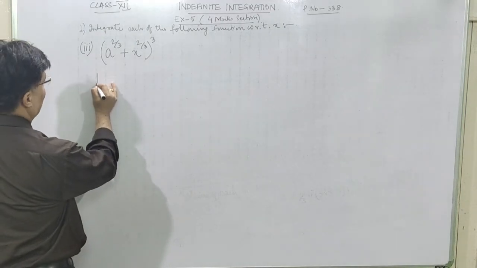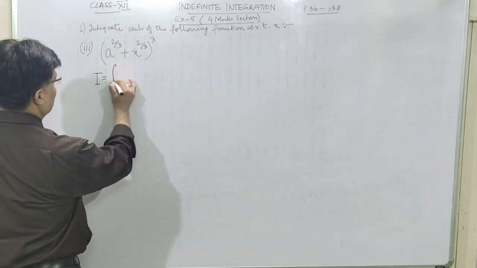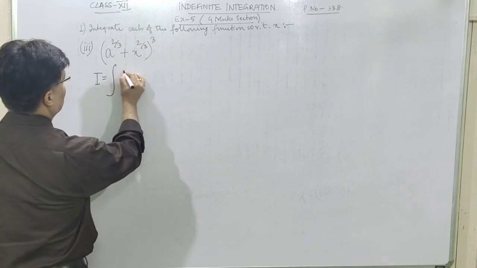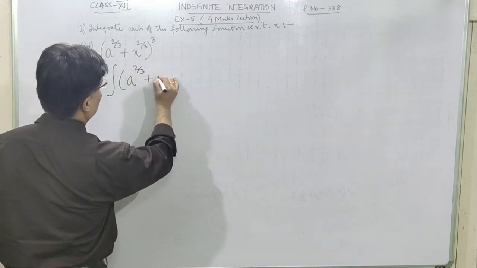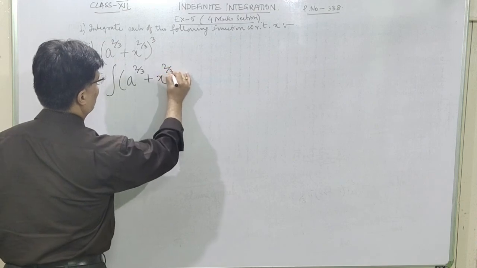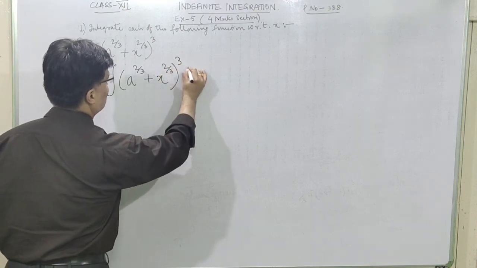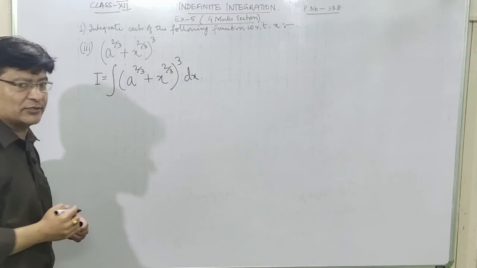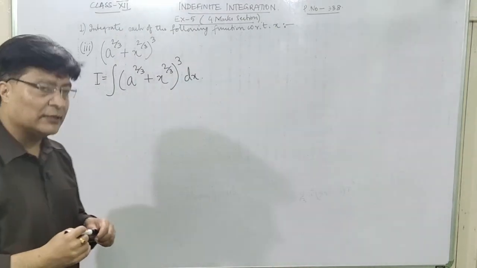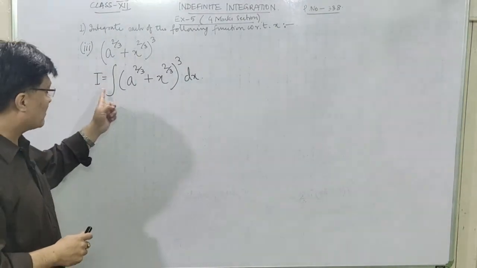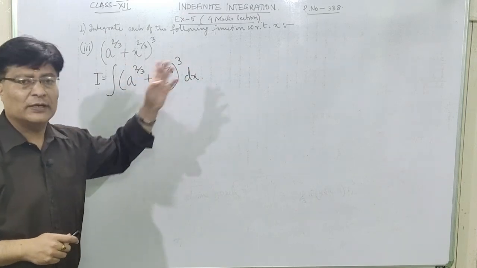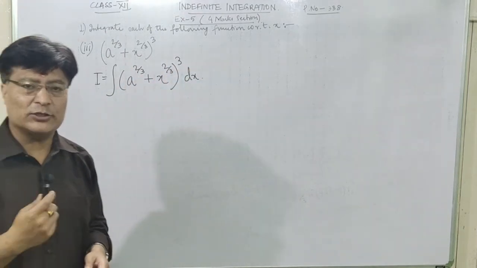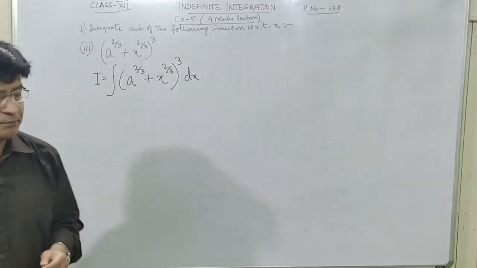That is, capital I is, let us write down the integration sign, then a to the power 2/3 plus x to the power 2/3 whole cube, then with respect to x, this is dx. Now we have to integrate a to the power 2/3 plus x to the power 2/3 whole cube with respect to x, that is dx. Now let us integrate it.